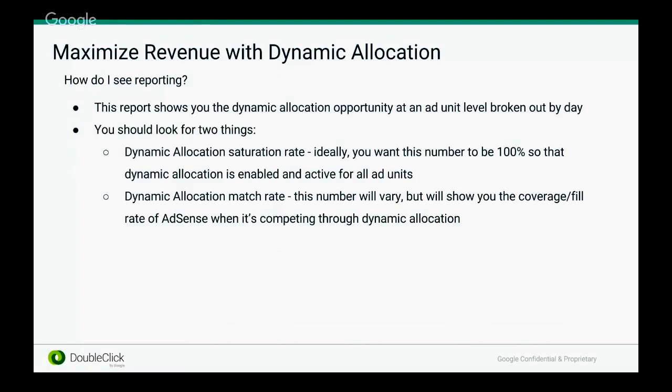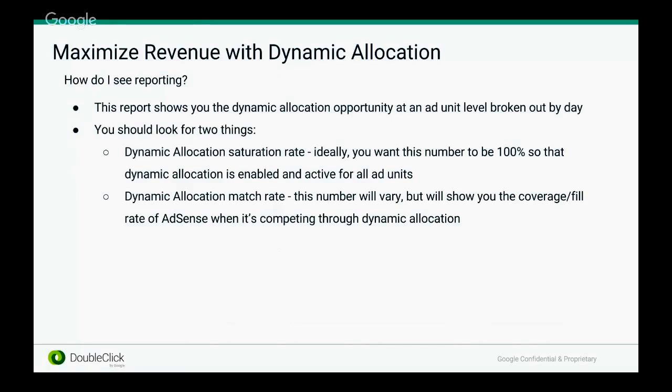It gives out a lot of details, but two really important metrics you should be looking at. You'll find something called saturation rate. You want this number to be 100%, because what it's actually telling you is whether DA is enabled and active for all your ad units or not. Wherever you see saturation rate is not 100%, that means dynamic allocation is not enabled and it's not active for that particular ad unit. The other important metric to look at is the match rate.